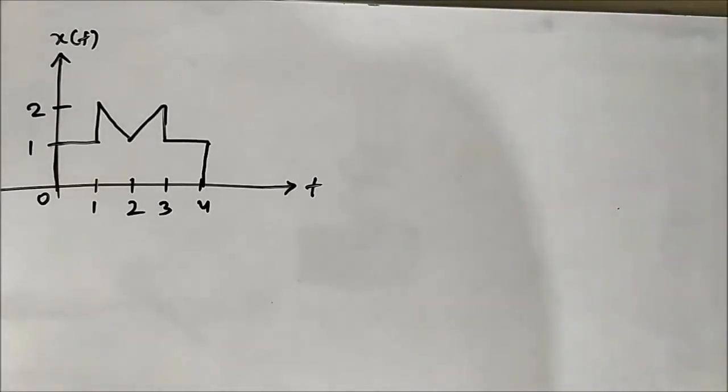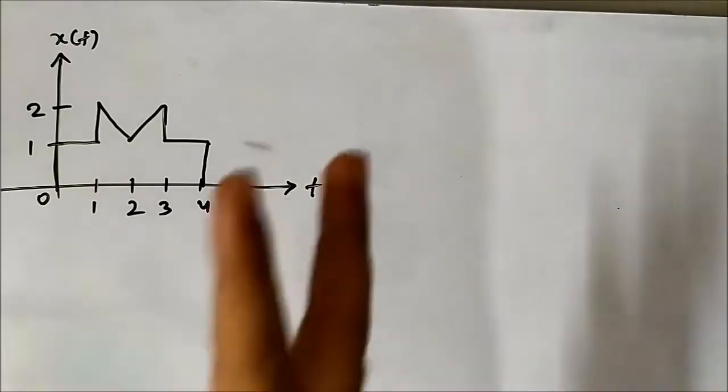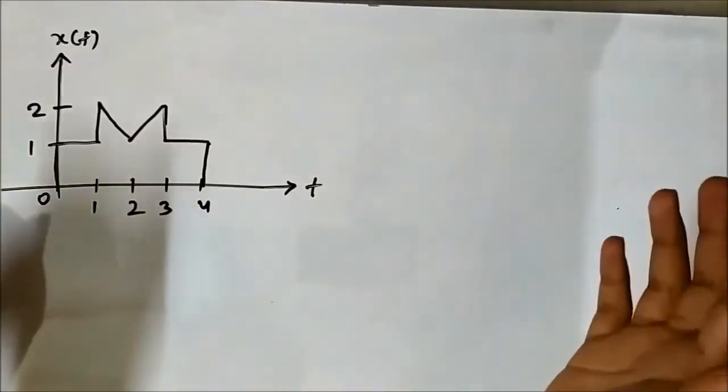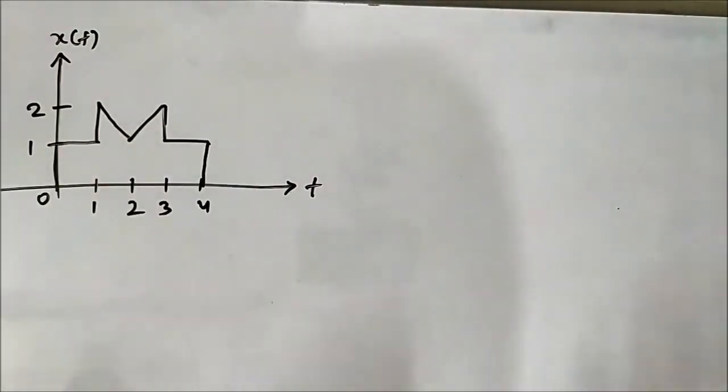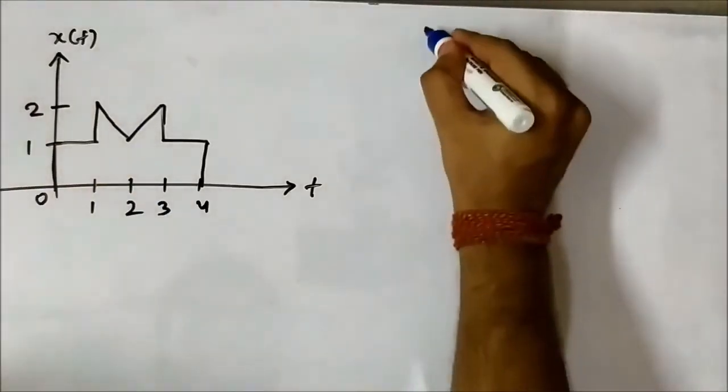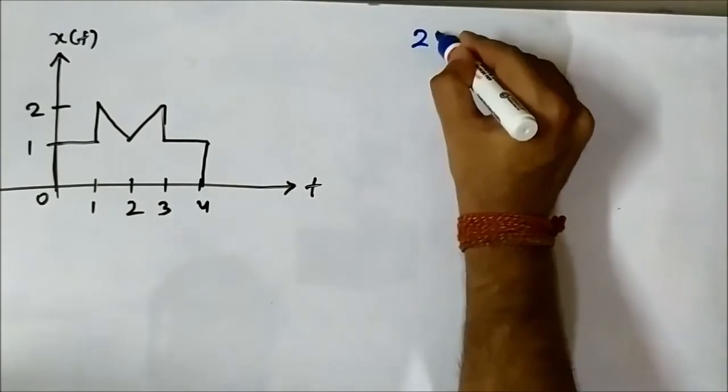So far we have discussed amplitude scaling, the basic concept, and the amplitude scaling of the basic test signals, the step and ramp signal. Now let us understand the amplitude scaling we'll do on some random signals of different patterns. So this is a reference signal. Let us perform amplitude scaling, let's say 2x(t).